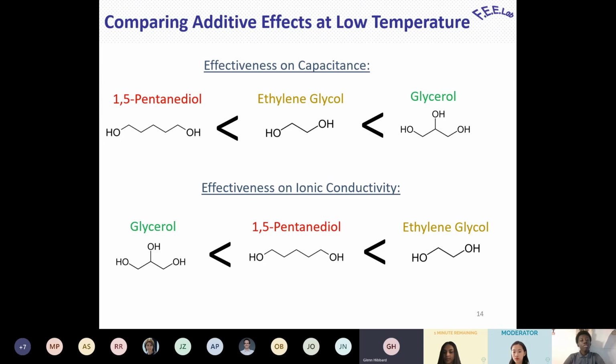Yeah, sure. So for capacitance, we can see how pentane diol has the least effect on increasing capacitance. And the reason for that is because of how far apart their hydroxyls are, which makes it less polar compared to ethylene glycol and glycerol. Now, between ethylene glycol and glycerol, we can see how the glycerol has more hydroxyls, and the separation for both of them are equal. And for that reason, glycerol is the more polar structure.